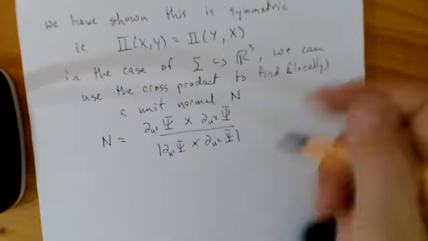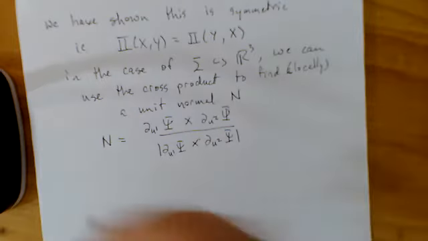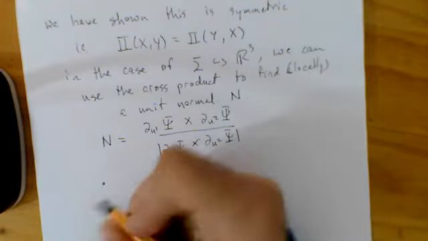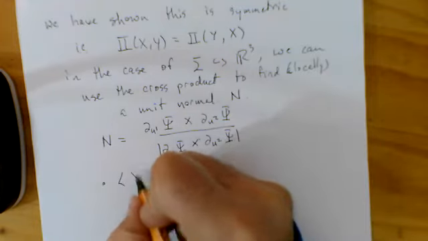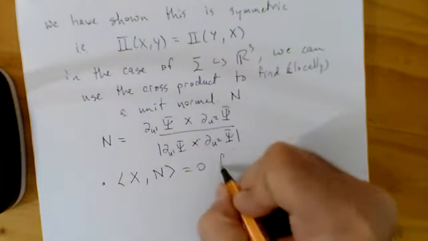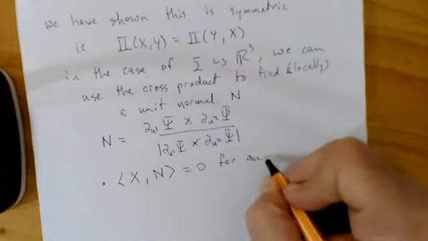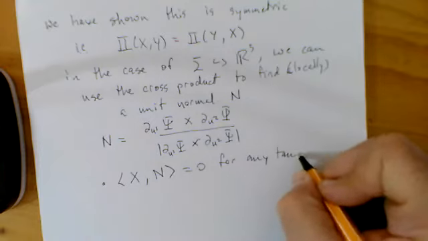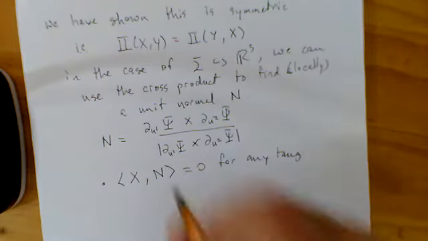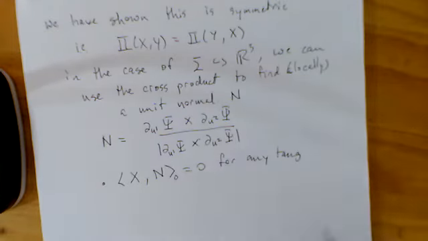Okay, so there are two important things we know. So first of all, we know that any tangent vector must have an inner product of 0. This is an ambient inner product, remember.